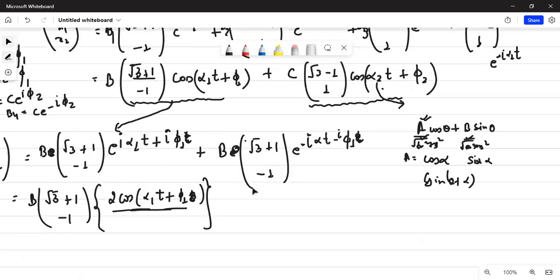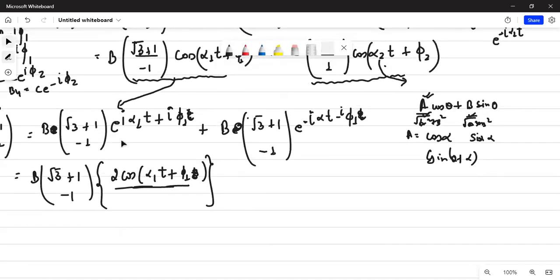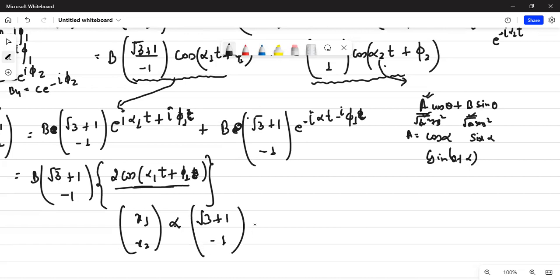Now understand. So we have arrived at the solution. So our solutions are x1, x2. Again, I'll write here, they are proportional to root 3 plus 1 and minus 1. This is 1. Some I'll write cos of omega 1 t plus phi 1. That's not omega 1 here, you get the alpha 1 and phi.